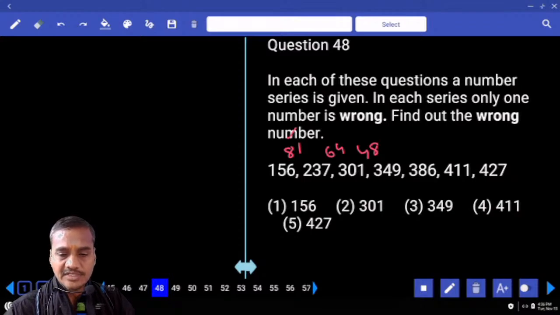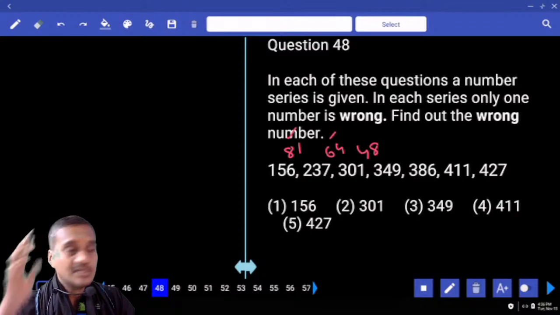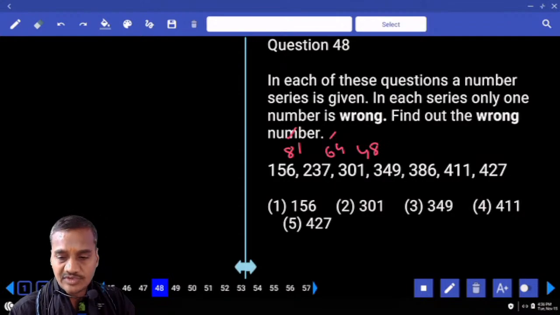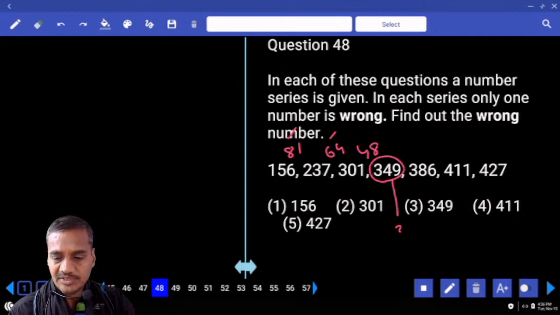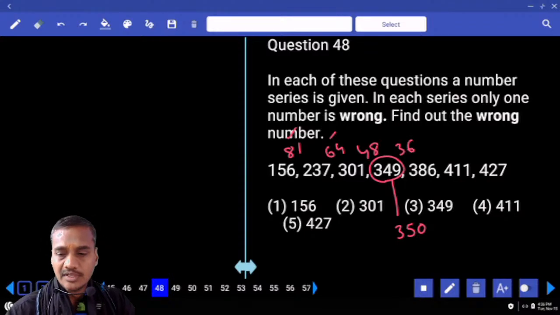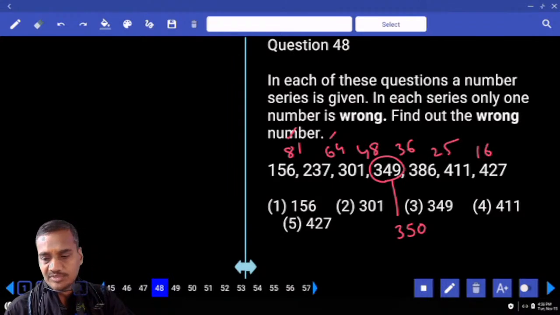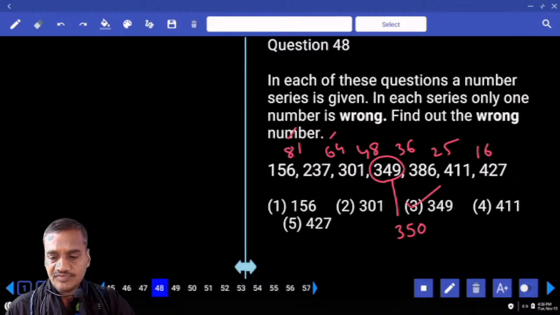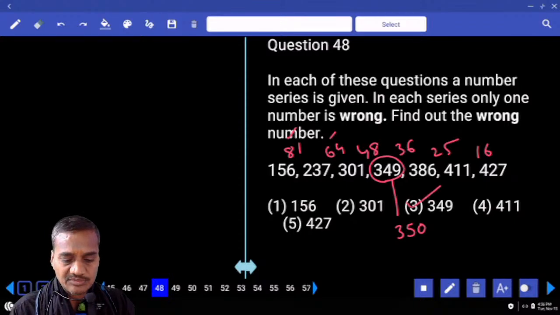And see here, 9 square, 8 square, here the number must be 7 square. 7 square, 49 when added, the number will be 350. Now 350 is there. Next one plus 36. 350 plus 36, 386. And next one plus 25 and plus 16 and so on. And the wrong number 349, correct number 350. Choice 3 is the odd one, question number 48.